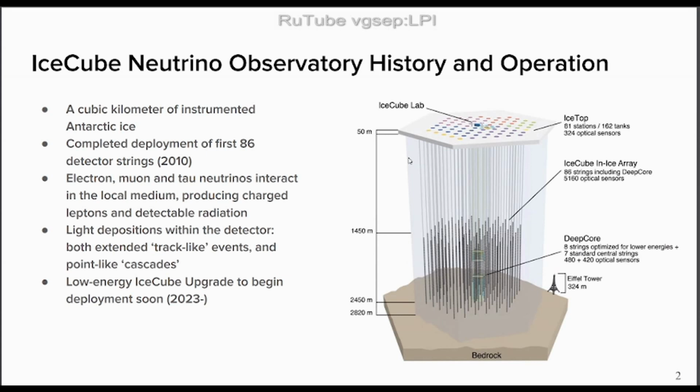I think we've already covered the detection technique a few times today, but I'll touch on it again quickly. We have charged leptons, which are produced either in the atmosphere or locally in the medium around the detector in neutrino interactions. These pass through the ice and generate detectable radiation. Generally, there are two sorts of light depositions that we talk about. We have extended tracks, and these have good angular resolution. And we also have cascades, which are point-like energy depositions, and they have very good energy resolution.